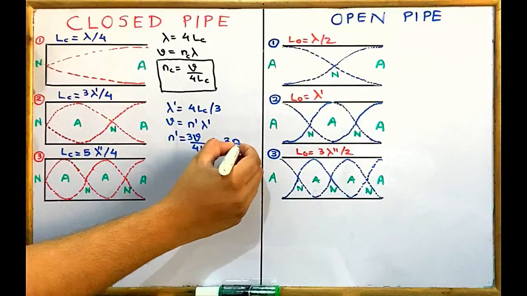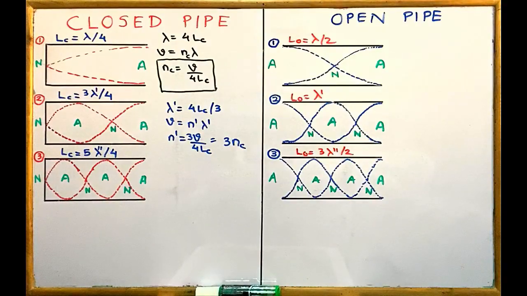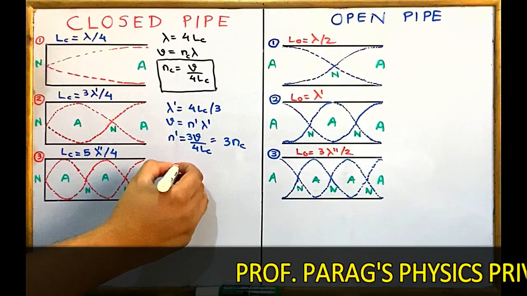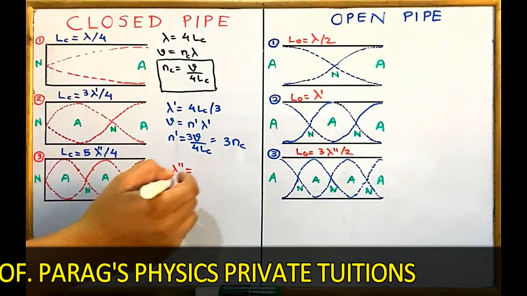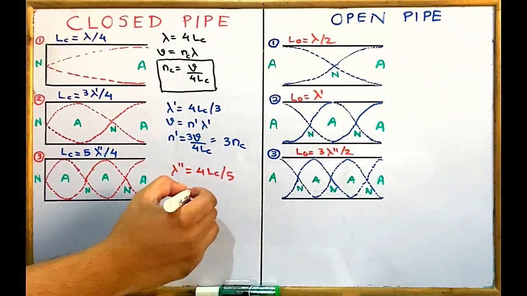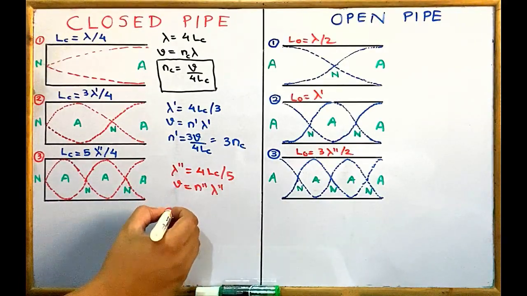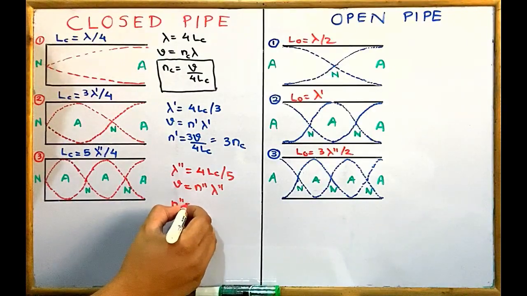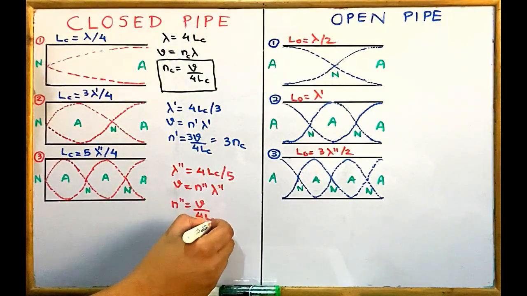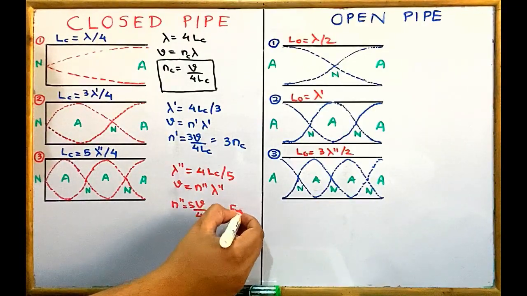3 times the fundamental frequency NC, because V by 4LC is nothing but NC. Whereas in the third case, I can say lambda double dash now. Lambda double dash is going to be 4LC divided by 5. So now my V value is n double dash lambda double dash, or in other words, I'm getting my n double dash as V by lambda double dash, but lambda double dash is 4LC divided by 5, which goes in the numerator, so I'm getting 5 times NC.